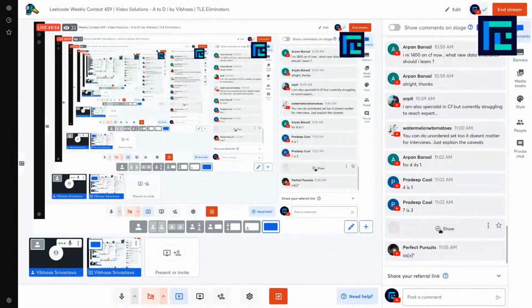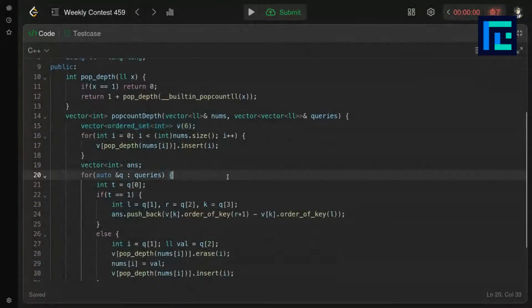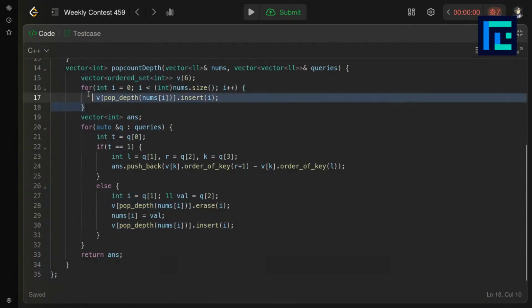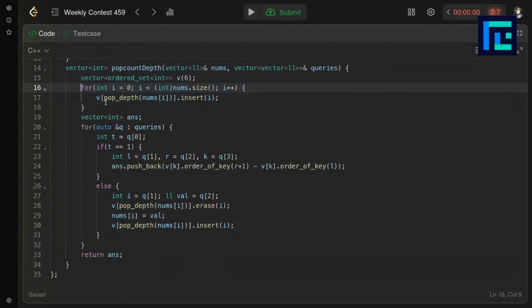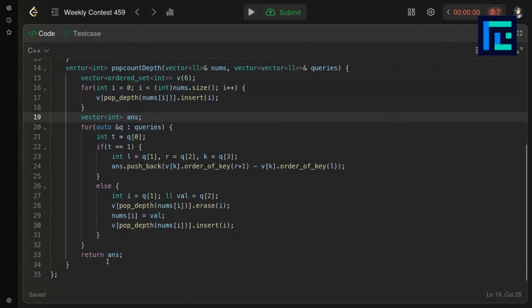OS of X is simply an ordered set for the pop count depth of X. And pop count depth of X can only be 0, 1, 2, 3, or 5. That's why we need 6 of them. Fine. So we make these 6 ordered sets. Then for each number, we do V of pop count depth of nums of I dot insert I. So we're just adding all the indices to the appropriate ordered sets. Then here is our answer vector to store the answers to each query, right? Because that's how we have to give the output.